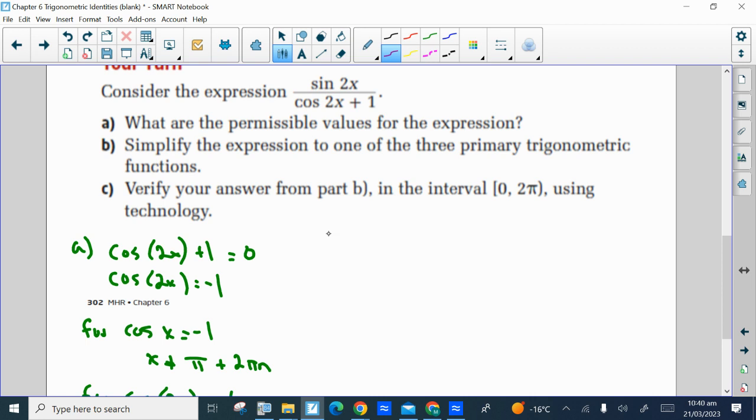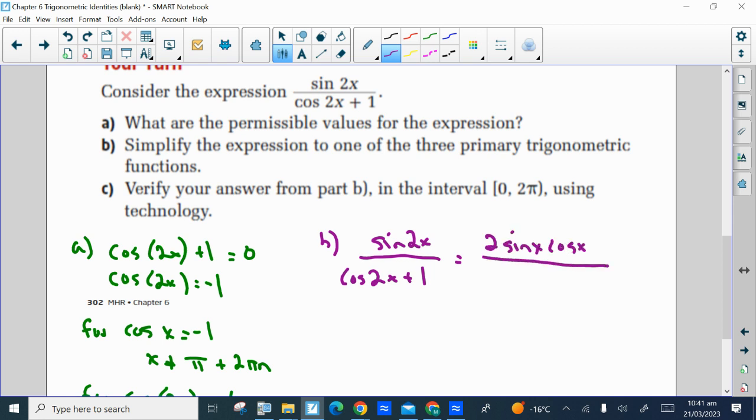Part B, simplify the expression into one of the primary trig ratios or functions. So we'll start with the original expression. For sine 2x, we have only one option. That's 2 sine x cos x. But on the bottom, we have 3 options for cos 2x. On the last one, we use cos squared x minus sine squared x. We can also use 2 cos squared x minus 1 or 1 minus 2 sine squared x. I'm going to use 2 cos squared x minus 1.